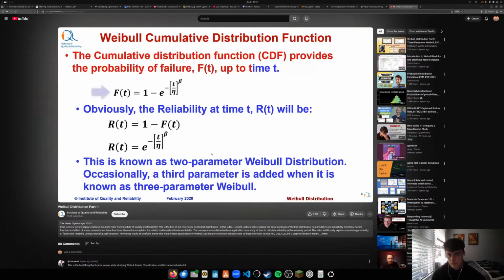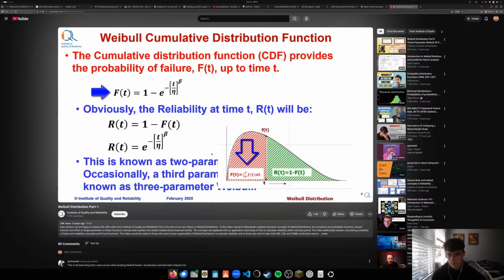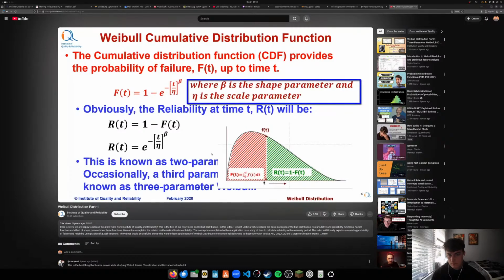The cumulative distribution function, CDF, provides the probability of failure, capital F of t, up to time t. F of t equals 1 minus e to the power minus (t upon eta) raised to the power beta, where beta is the shape parameter and eta is the scale parameter.